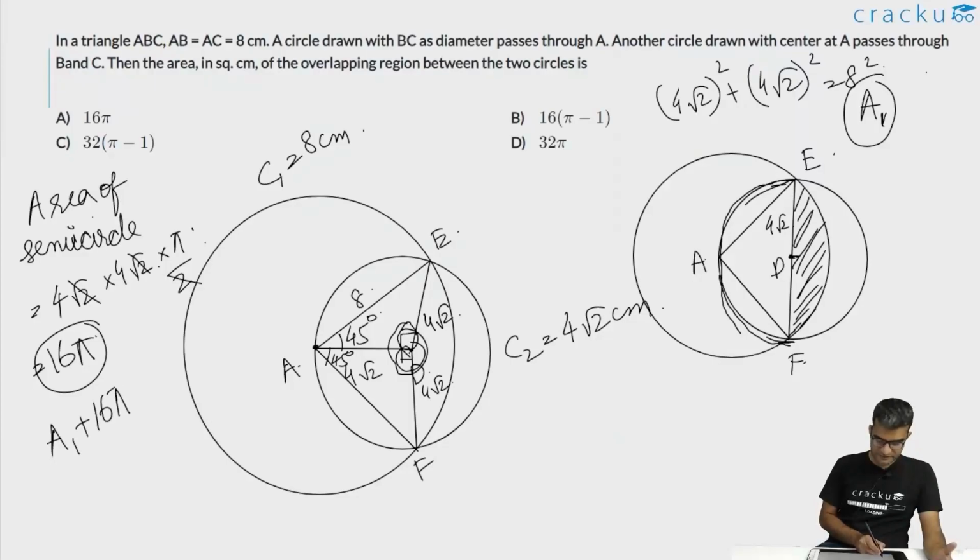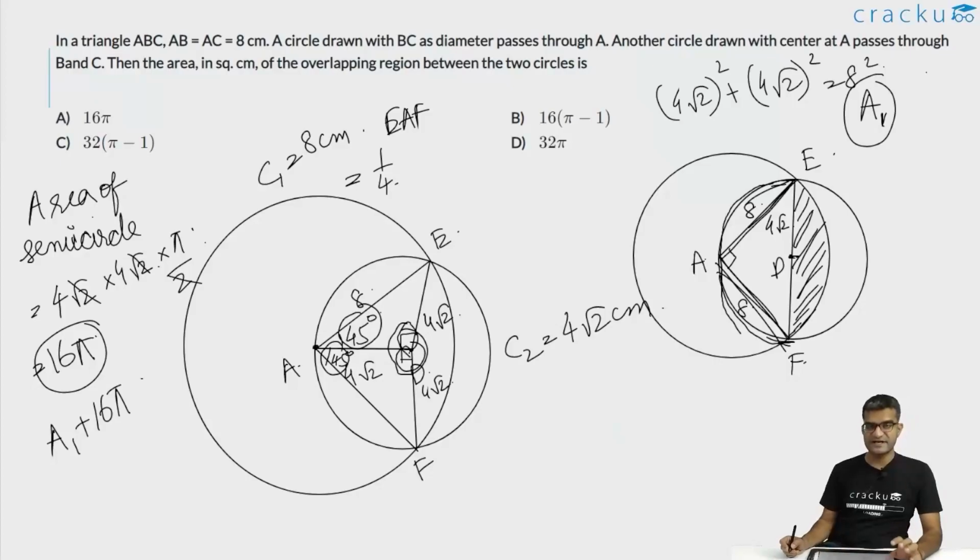But what is A1? To calculate that, remember that this angle over here is 45 degrees, this angle over here is 45 degrees. So this itself angle EAF is 90 degrees. So let us first calculate the area of this sector. The area of this sector can be calculated because we know that this is 90 degrees and this radius of the bigger circle is 8 centimeters. So the area of the sector of the larger circle EAF will be equal to 1 by 4 because that is 90 degrees, 90 divided by 360 is 1 by 4, into pi r square, into pi into 8 into 8. This is equal to 16 pi.